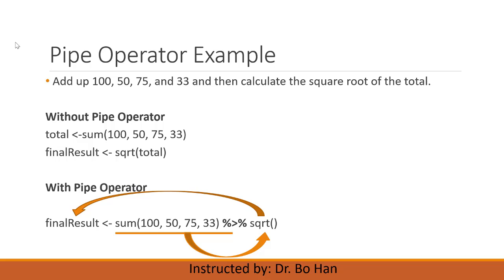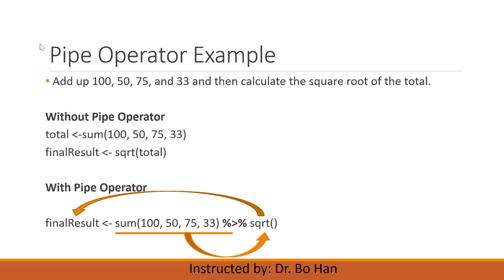In this case, we want to add up four numbers. We want to add up 150, 75, and 33. After we get the total, we want to calculate the square root of the total. If we don't have a pipe operator, then we need to use the sum function to calculate the total of the four numbers. Then we have to use the square root function to calculate the square root of the total value. We give this value to a variable called final result.